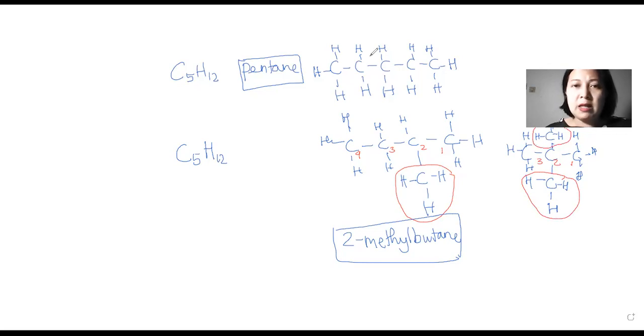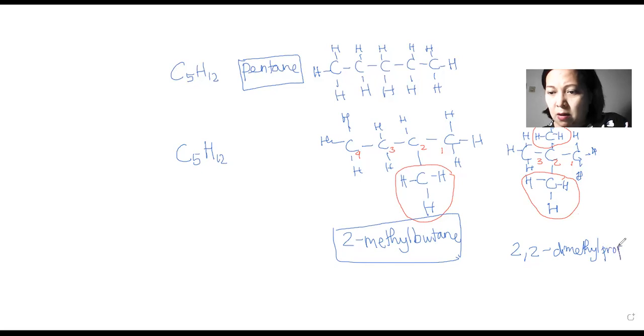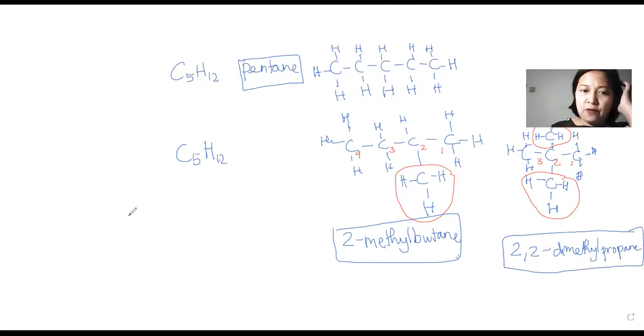So the name of the structure is 2,2. It means at carbon number 2, there are 2 methyl, so it means dimethyl. And then the longest continuous chain, the main chain, shows only 3 C, so it means propane. So the name is 2,2-dimethylpropane. It has also the same molecular formula, which is C5H12.